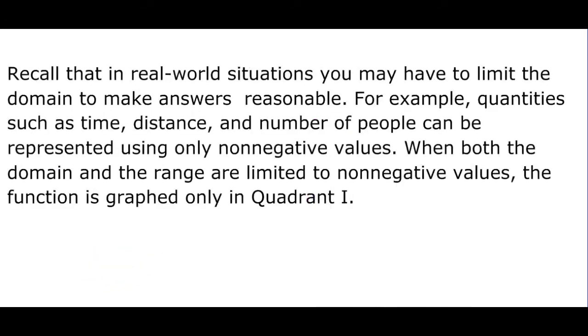Okay? Not all the time can you use any number for the domain or any number for the range. So sometimes we have to look at it and say what would be reasonable. So for instance, if we're talking about time, distance, the number of objects, the number of people, things like that, we can only use positive numbers or non-negative values. When the domain and the range are both positive values, then instead of graphing on a whole coordinate plane, you can limit it just to quadrant 1. And that's it.